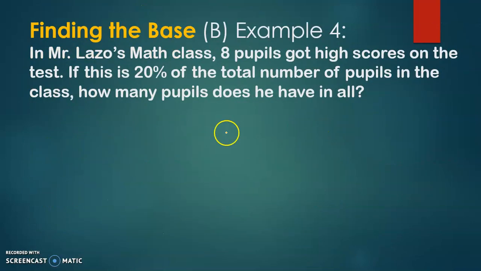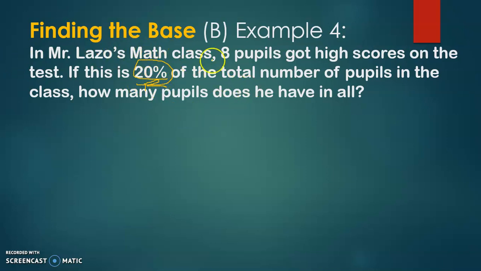Okay. Another example, finding the base, example number 4. In Mr. Lasso's math class, 8 pupils got high scores on the test. If this is 20% of the total number of pupils in the class, how many pupils does he have in all? Okay. Tingnan agad natin. Hanapin natin kung ano itong mga number na to. So, 20%. Alam na agad. Rate yan. May percent sign.